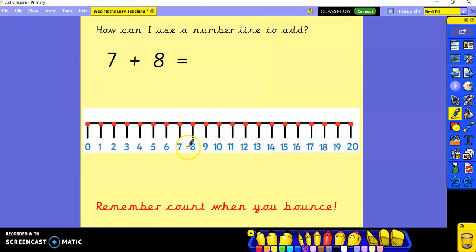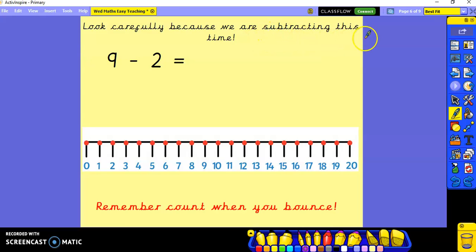Right, I'm going to do it the easier way of starting on the bigger number. So I'm going to start on the number 8 and then add 7 bounces. So we're going to add 1, 2, 3, 4, 5, 6, 7 onto the number 8. And the answer is 15. So well done if you correctly worked out the answer 15.